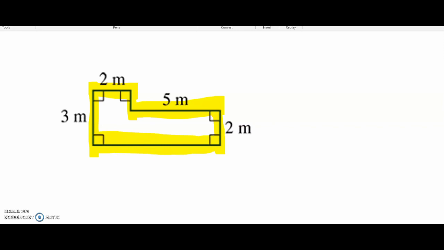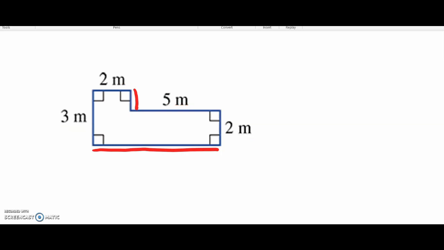So we will firstly need to identify our missing sides. You can see we've got 3 meters, 2 meters, 5 meters, and 2 meters again, but we're missing this bottom side, and we're also missing this little edge in there. Okay, so that's what we're going to be looking for to find our perimeter.